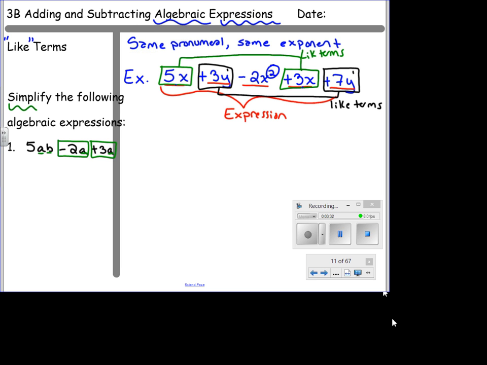So when I'm asked to simplify, I need to combine any of my like terms. So in order to do that, I cannot do anything with 5ab, so I'm going to keep 5ab the same, but negative 2a plus 3a gives me 1a. So instead of writing negative 2a and 3a separately, I can write them as 1a or just a. So 5ab plus a. So these two like terms now gave me just an a. So I can replace two terms with one simplified term.